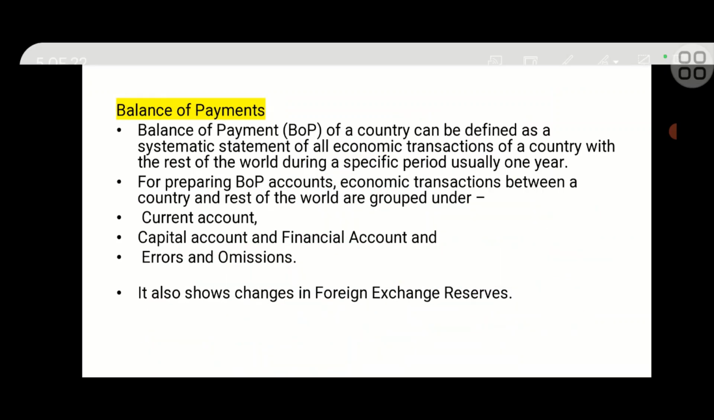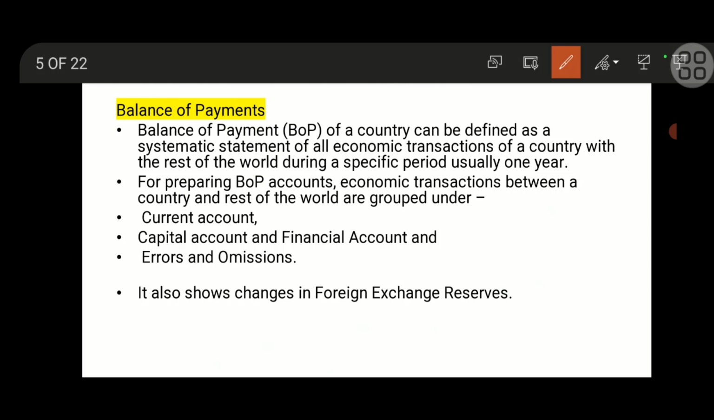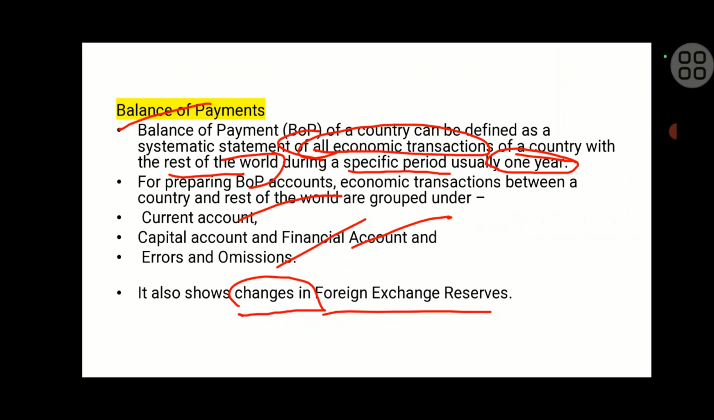Then BOP. Balance of payment can be defined as the statement of all economic transactions of a particular country with the rest of the world. Say for example, how India is doing economic transactions with other countries during a particular period. Usually it is calculated for 1 year. That is called BOP. So BOP is grouped under current account, capital account, errors and omissions. And also through BOP we can understand whether there are changes in foreign exchange reserves.